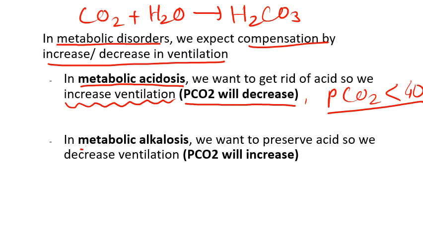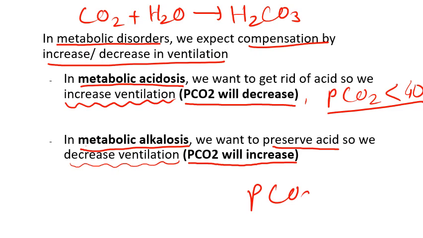Then in metabolic alkalosis, we want to preserve acid, as carbon dioxide is an acid. It basically forms a weak acid on combining with water. So we will decrease the ventilation, that is, we will cause hypoventilation, and that will result in an increased PCO2. So PCO2 will be more than 40 in isolated metabolic alkalosis.